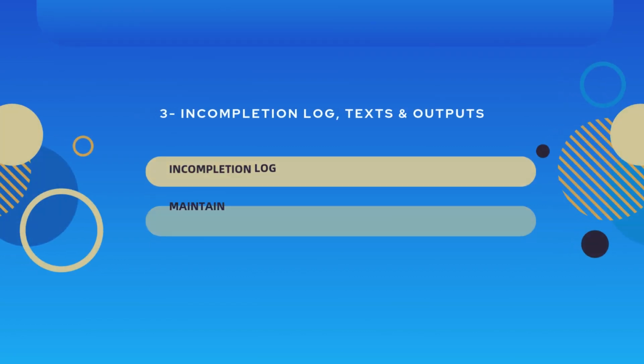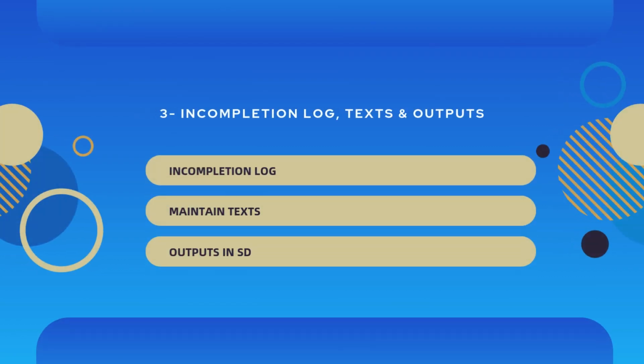In this section, we'll look at some additional general functions available in SD documents, not just sales orders. By the end of this video, you will understand how the Incompletion Log works, how to maintain text, and what outputs are included in SAP SD. Let's start with the Incompletion Log.